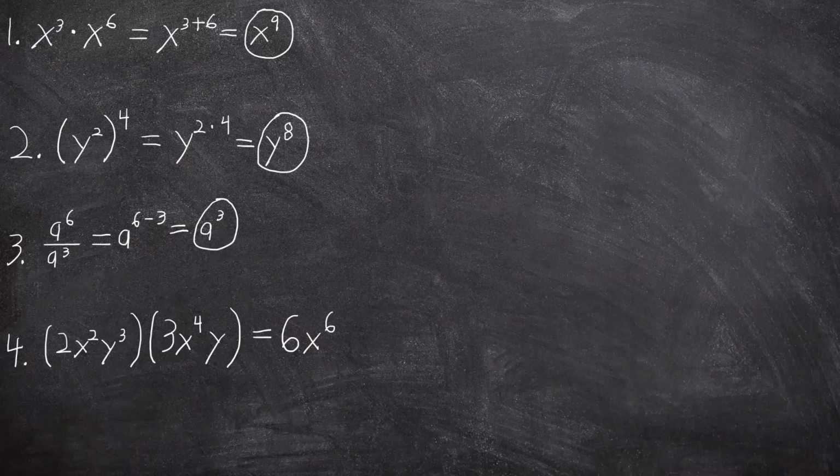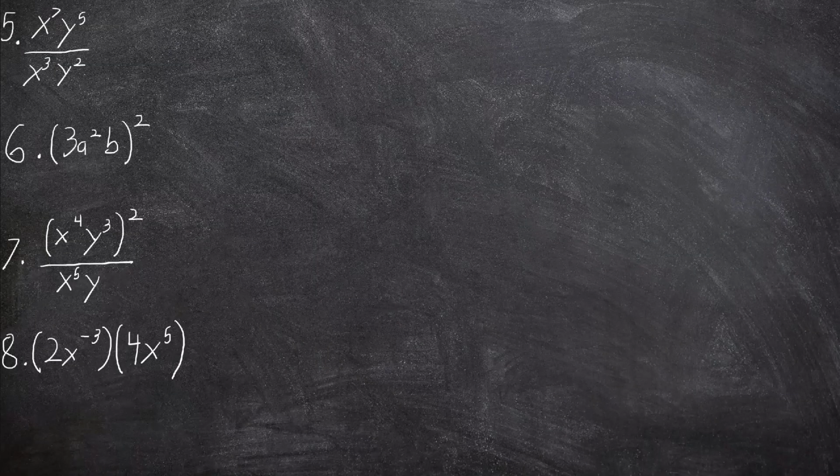And our y terms, y cubed and just y, which is also just y to the 1. We would add those exponents together as well. 3 plus 1, 4, so we get y to the 4th. And this is our final answer for number 4. So hopefully that wasn't too bad, and we're going to get into some other ones.